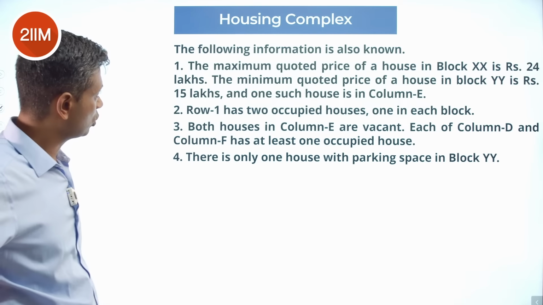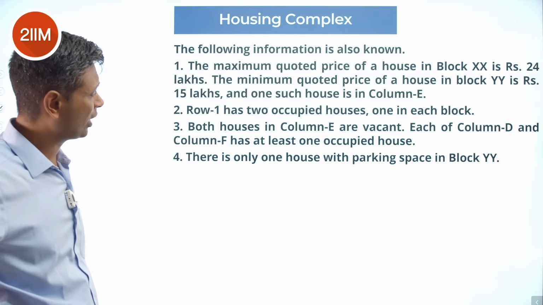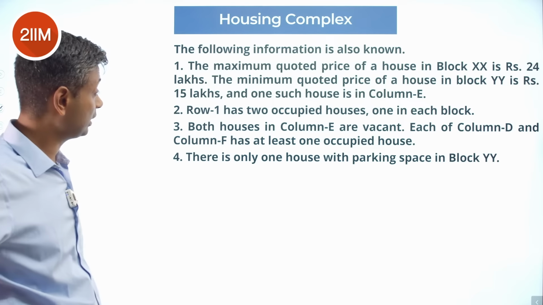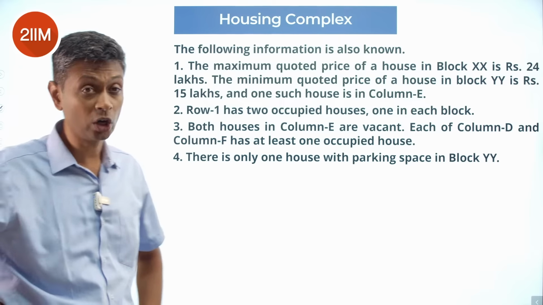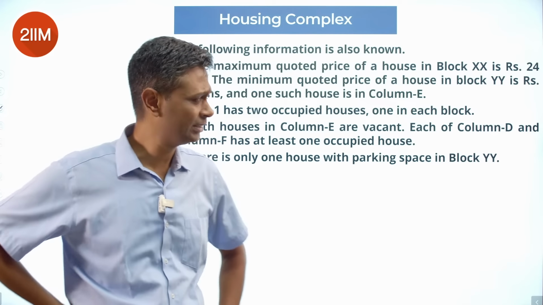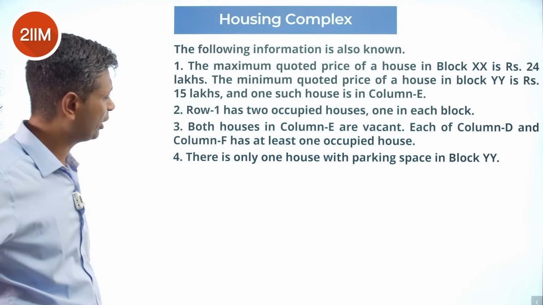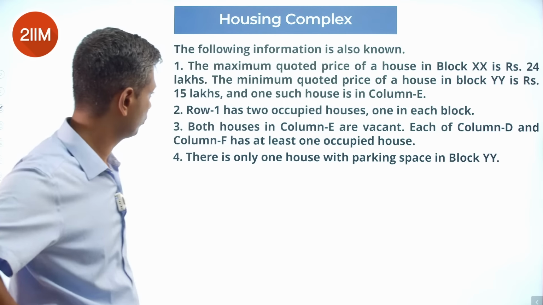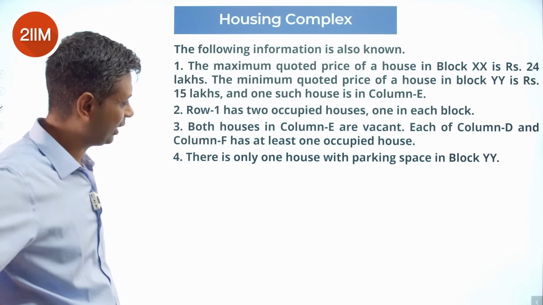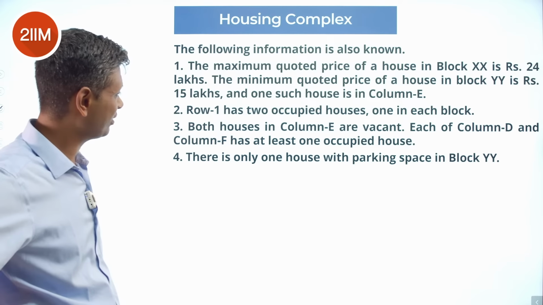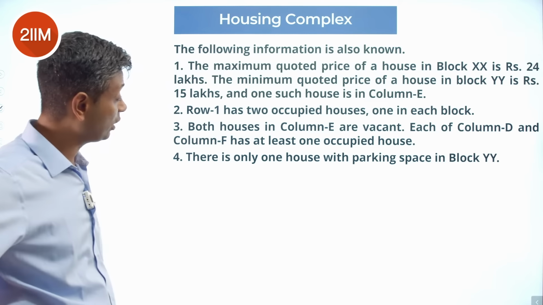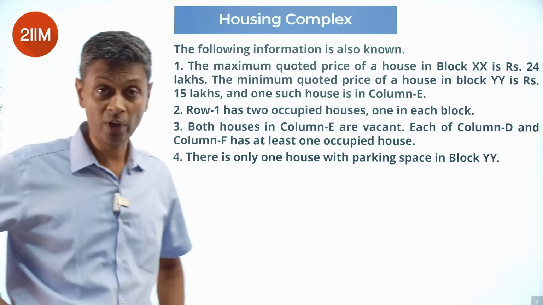The following information is also known. The maximum quoted price of a house in block XX is 24 lakhs. The minimum quoted price of a house in block YY is 15 lakhs, and one such house is in column E. Nice. Row 1 has 2 occupied houses, 1 in each block. That means 4 are vacant in total. Both houses in column E are vacant. Each of column D and F has at least 1 occupied house. There's only 1 house with parking space in block YY.